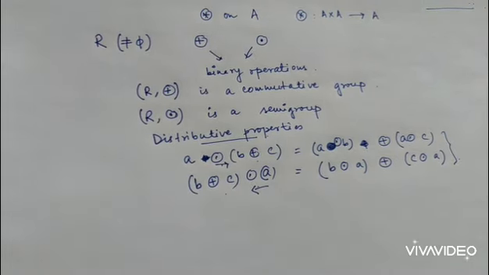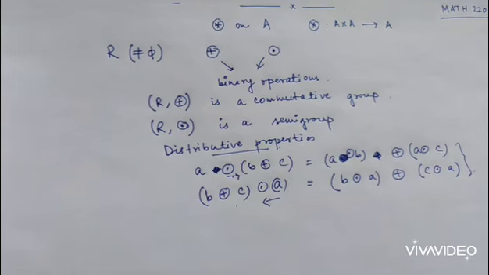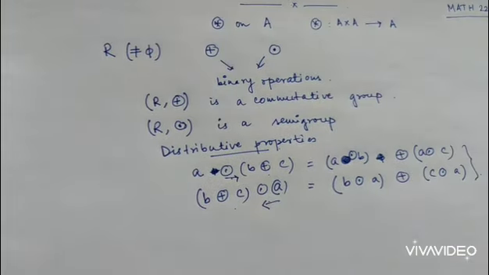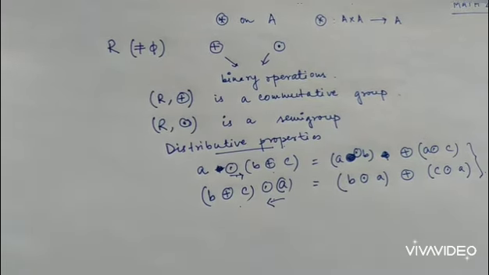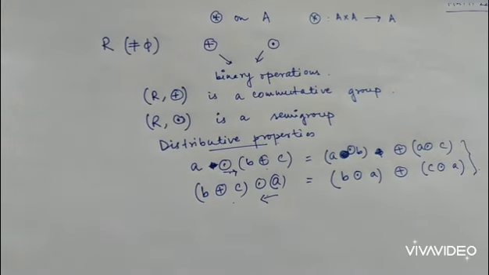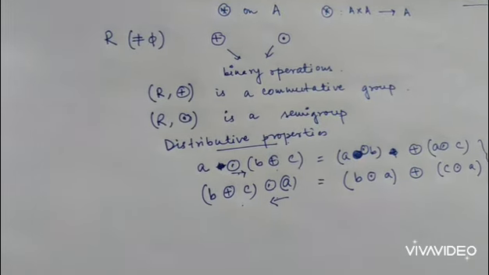See, this is only one type of distributive law. I have only taught you lattice theory. There we have seen that there are two properties, cup and cap. So cup distributes over cap and cap distributes over cup. But here only dot distributes over plus and not the other. That is, plus does not distribute over dot from both sides.